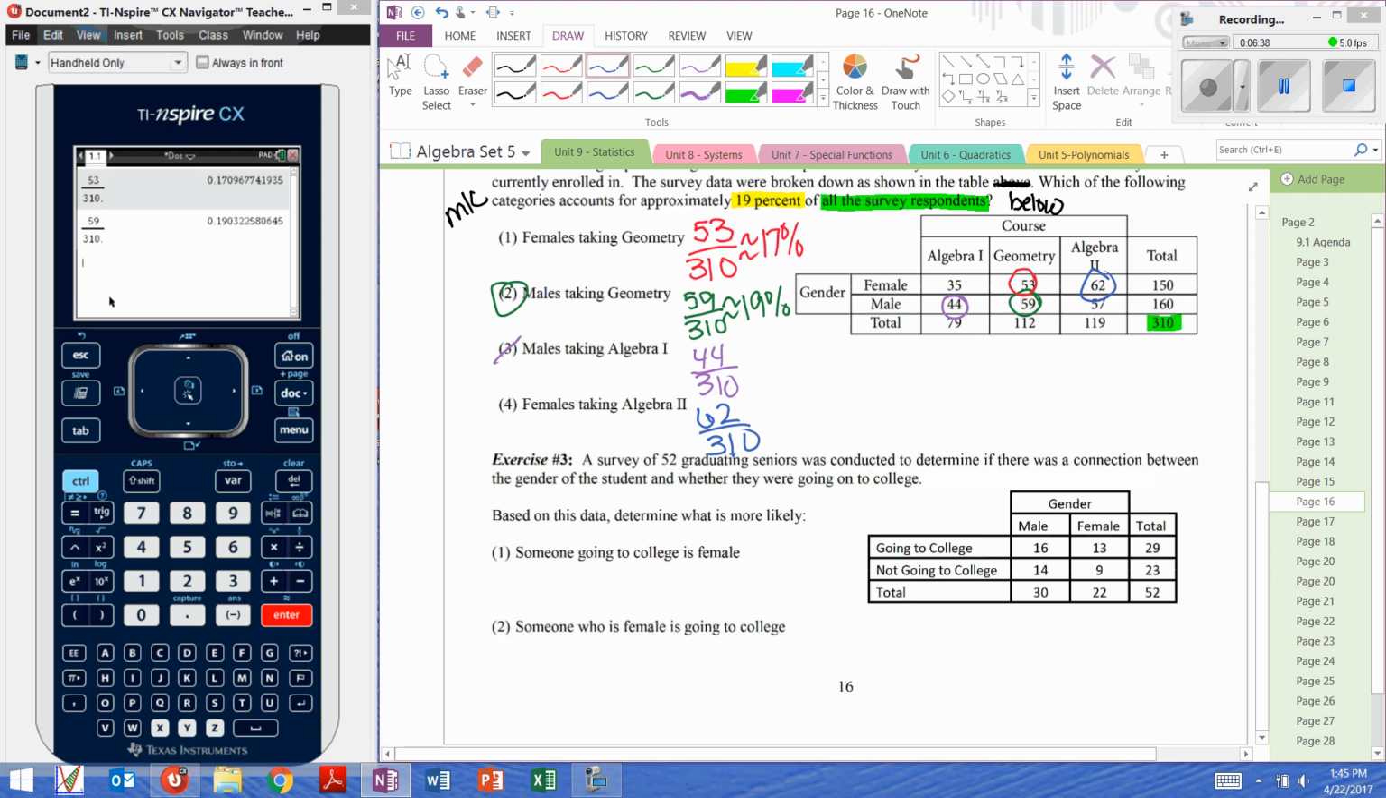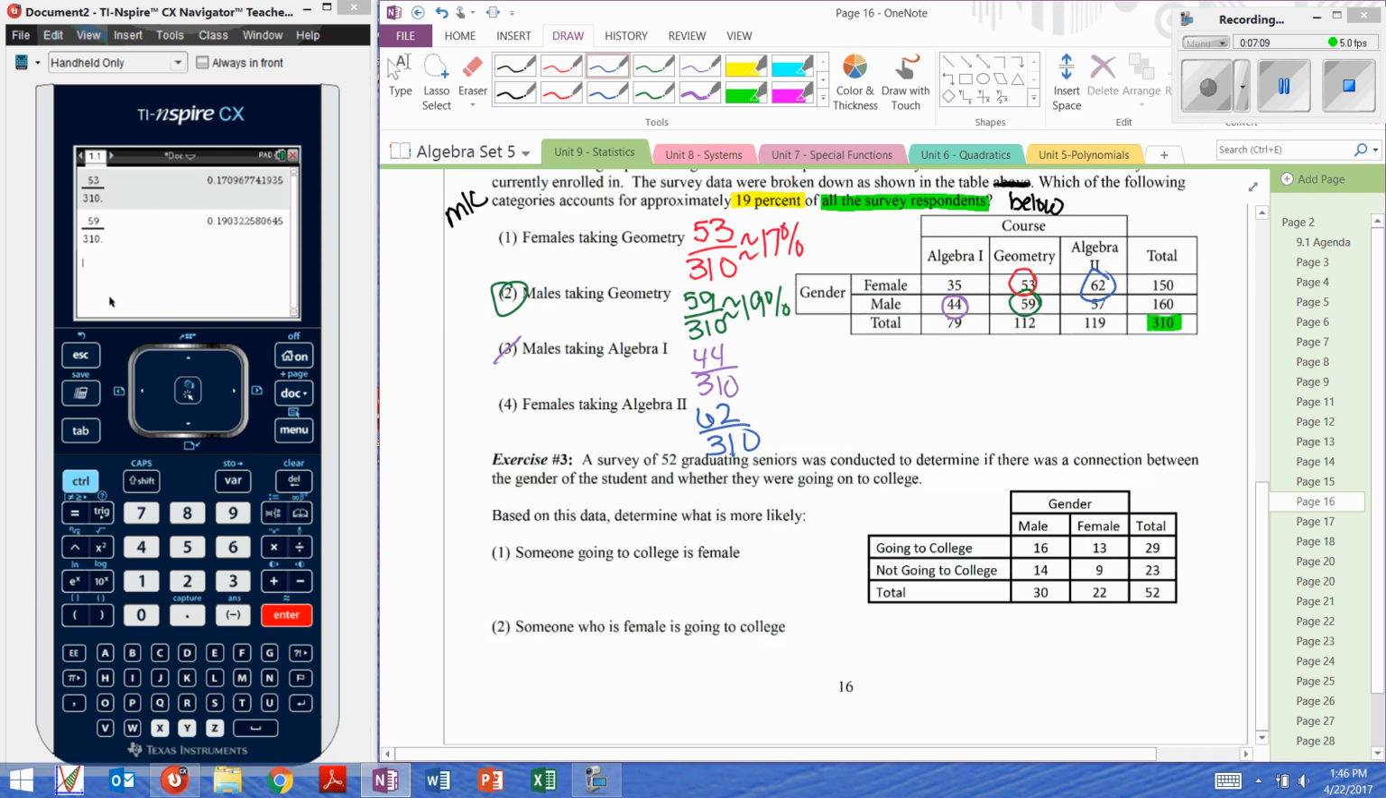All right, exercise 3. Exercise 3 says a survey of 52 graduating seniors was conducted to determine if there was a connection between the gender of the student and whether they were going on to college. So let's read on. Based on this data, determine what is more likely. Someone going to college is female or someone who is female going to college. Wait a minute. Are those the same thing? That's kind of weird.